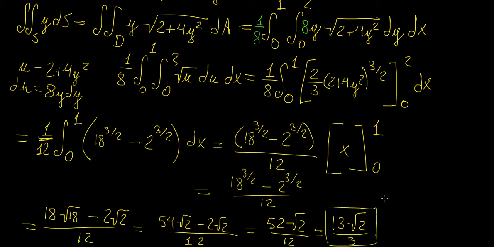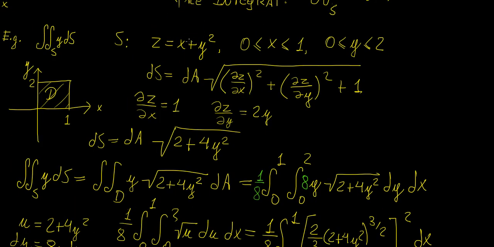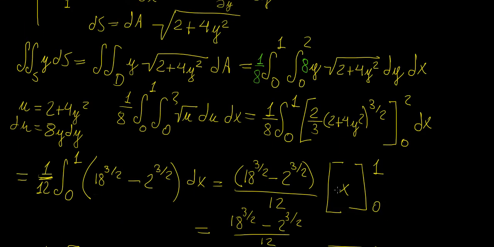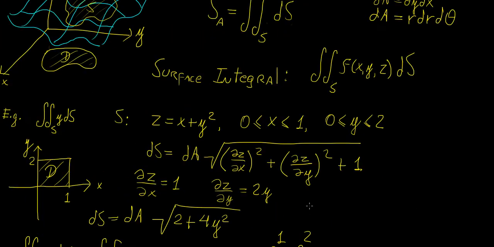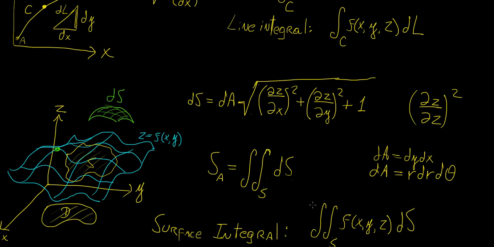So basically, this is going to be the value of the surface integral of y with respect to dS along this surface here. So we have our domain on xy, the surface is going to be the projection of that onto the surface here, and that is it. So this is how you would find a surface integral by using this kind of definition.